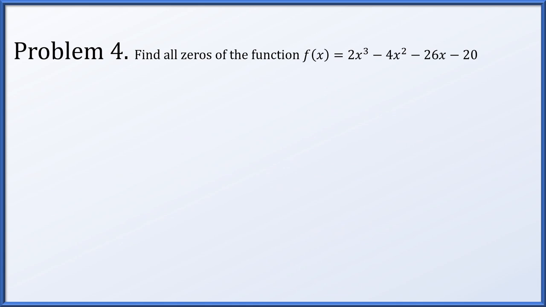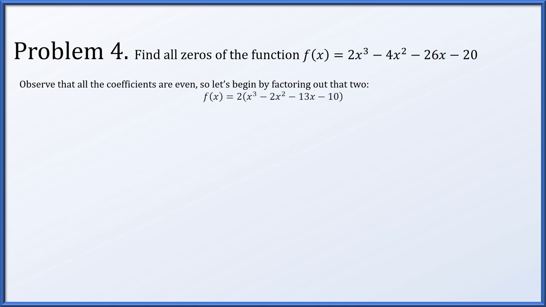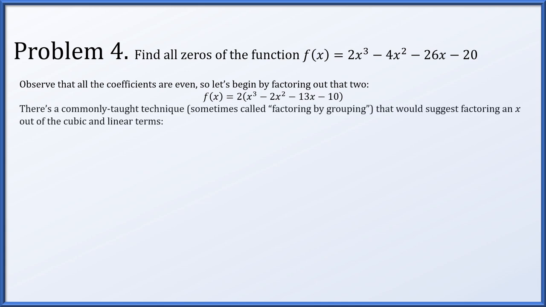Problem 4, let's find all the zeros of the function f of x, 2x cubed minus 4x squared minus 26x minus 20. All of the coefficients are even. This is a nice little coincidence. We're just going to factor out 2. This will make our following work a little simpler because the coefficients are now a bit smaller.